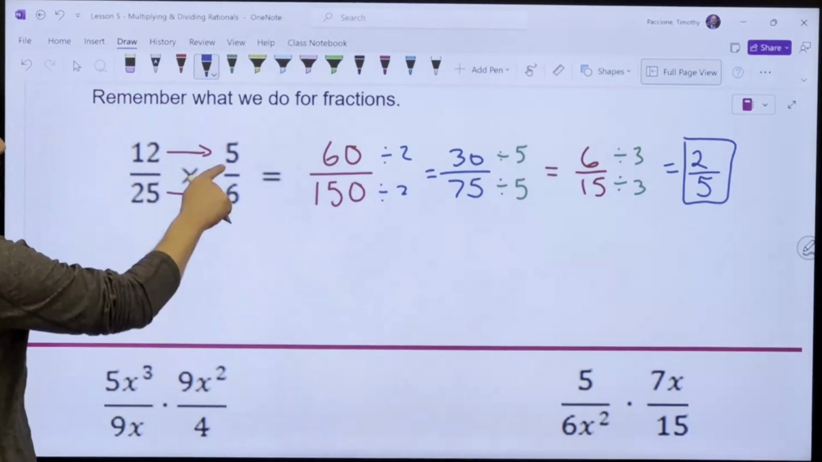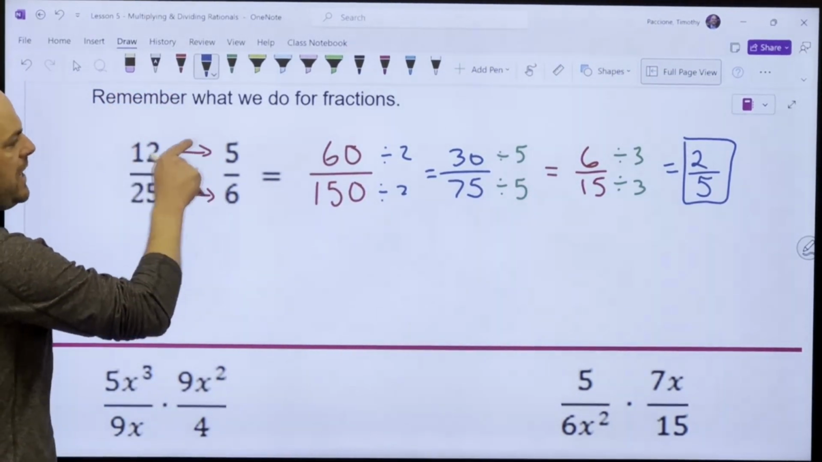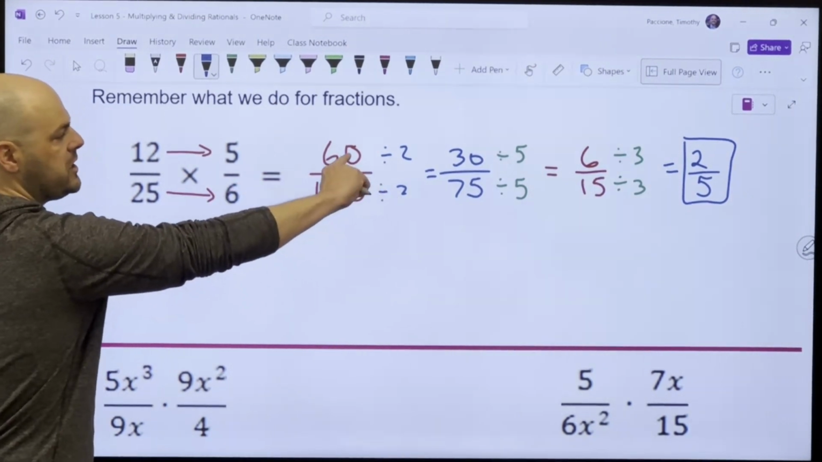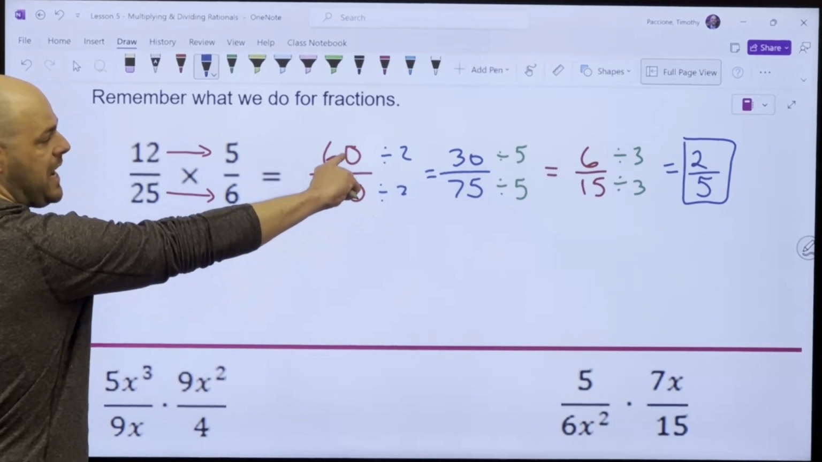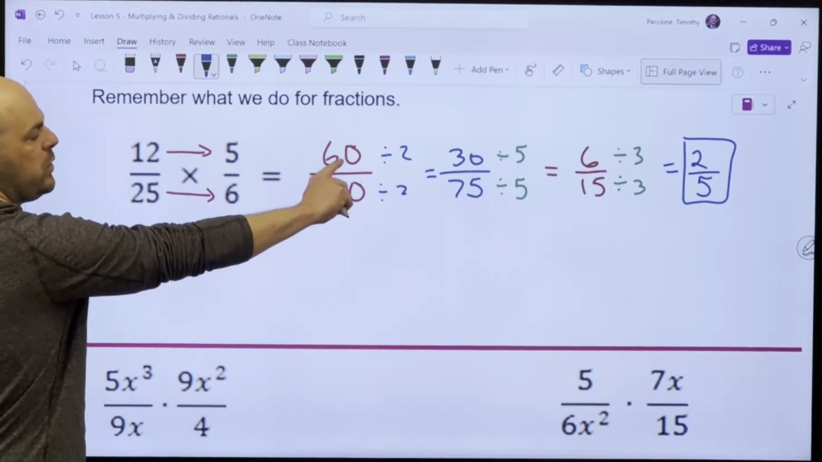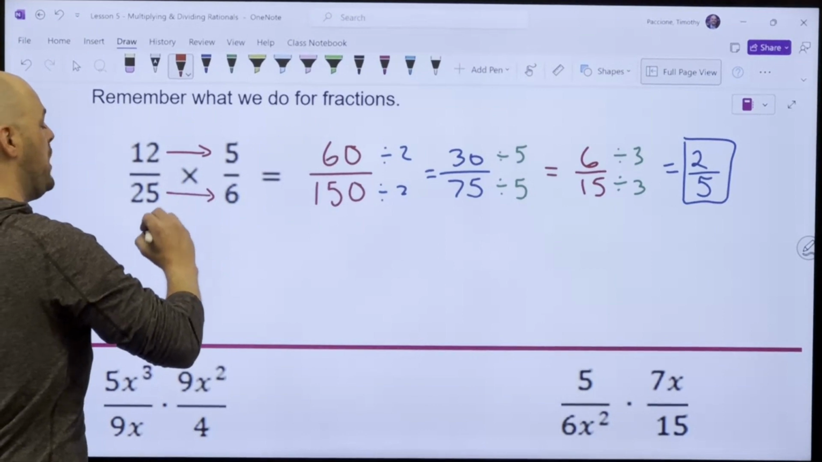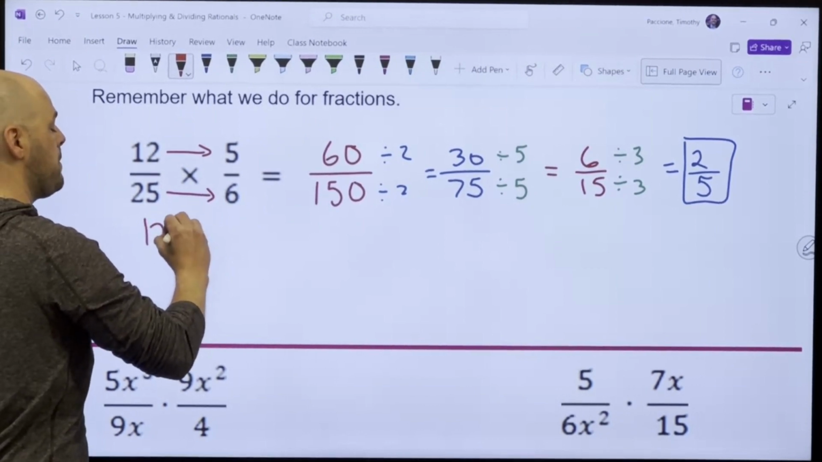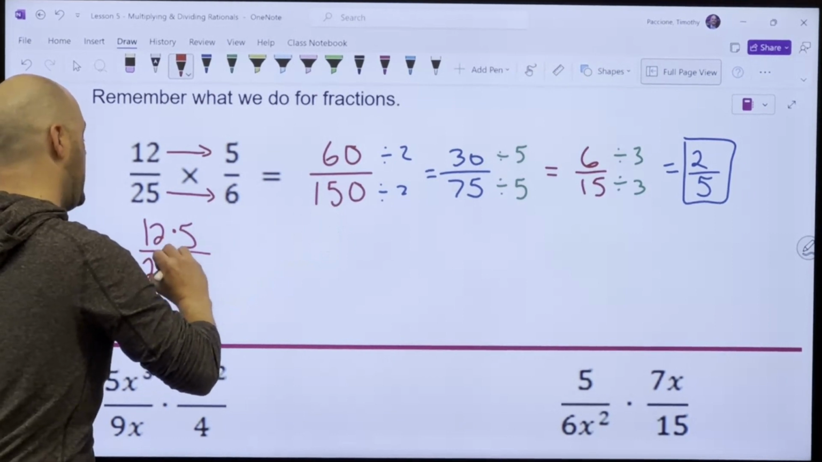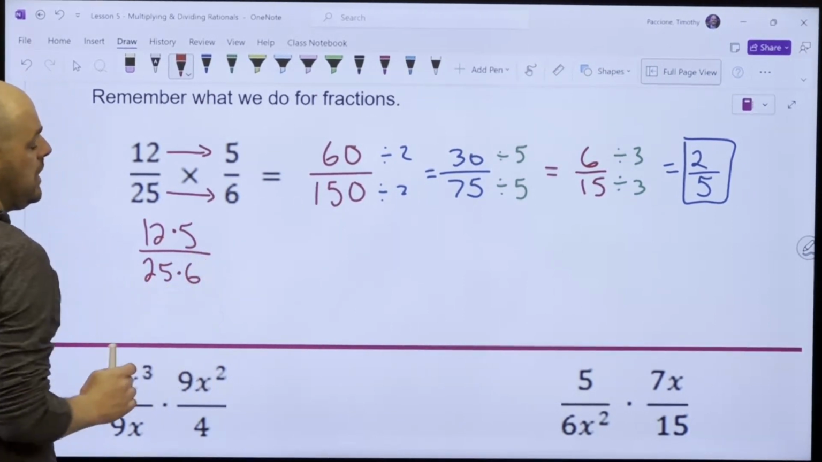Now, when we multiply across 12, 5, what do we end up doing? We end up making one big fraction with the result of what at the top? What ends up at the top? Just tell me the operation. What was the operation to get there? 12 times 5 was on the top. And then what was on the bottom? 25 times 6 on the bottom.